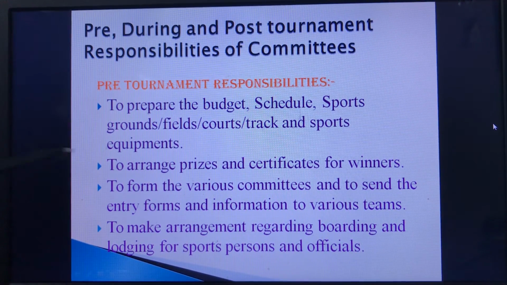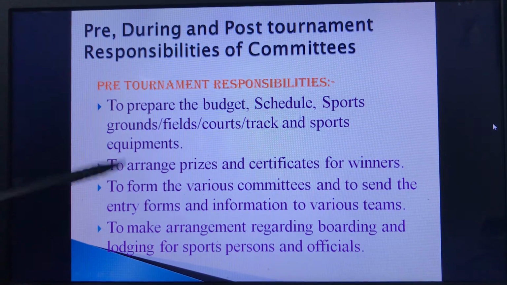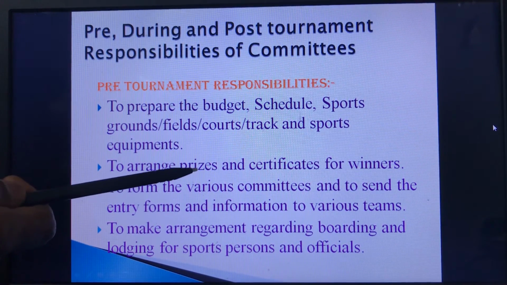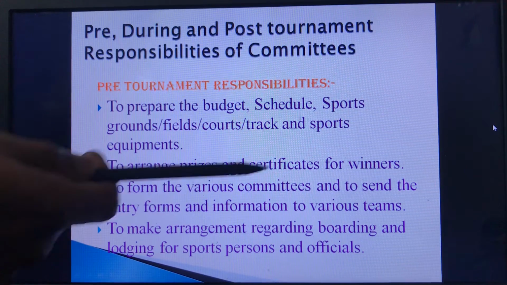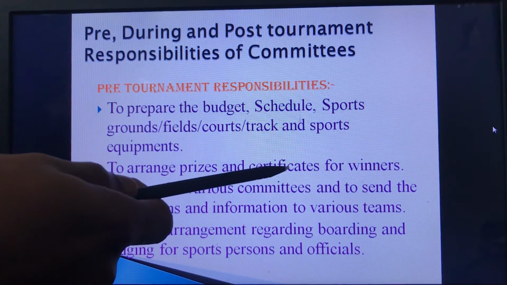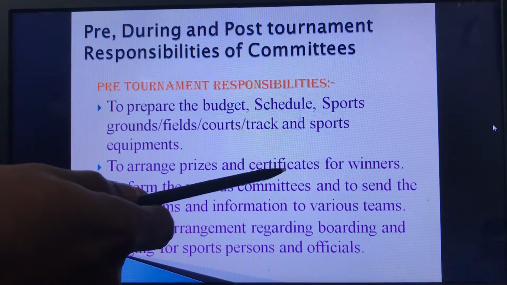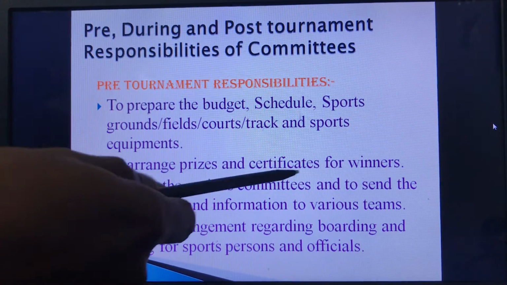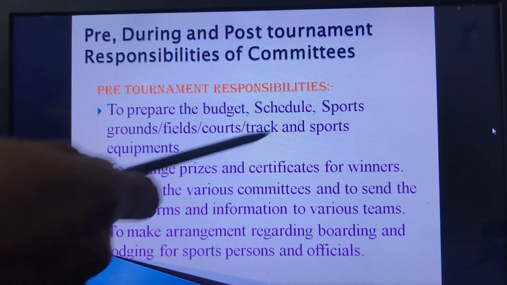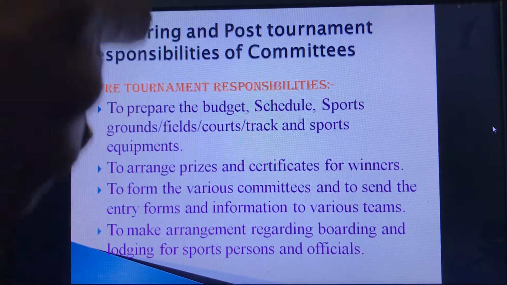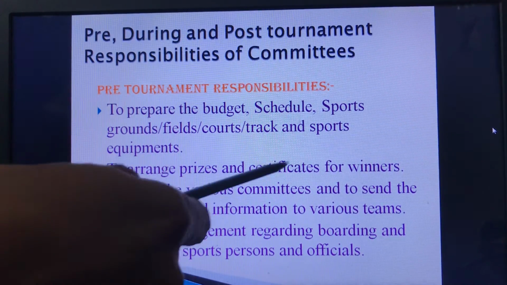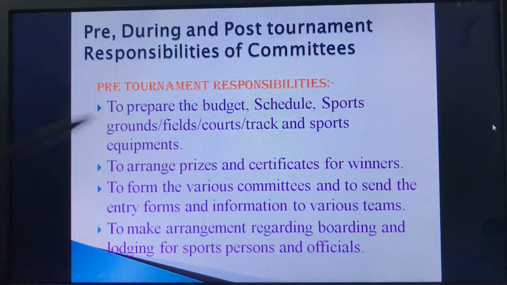It is very important. And the next one is to arrange prizes and certificates for winners. According to their budget, they have to order prizes and certificates, and they should be ready with proper signatures of the authorities. This is a very important thing we usually do for our school sports day: arranging prizes at the right time, and certificates, and getting signatures from the principal and vice principal. That is a duty. So we have to do it very clearly for the winners.